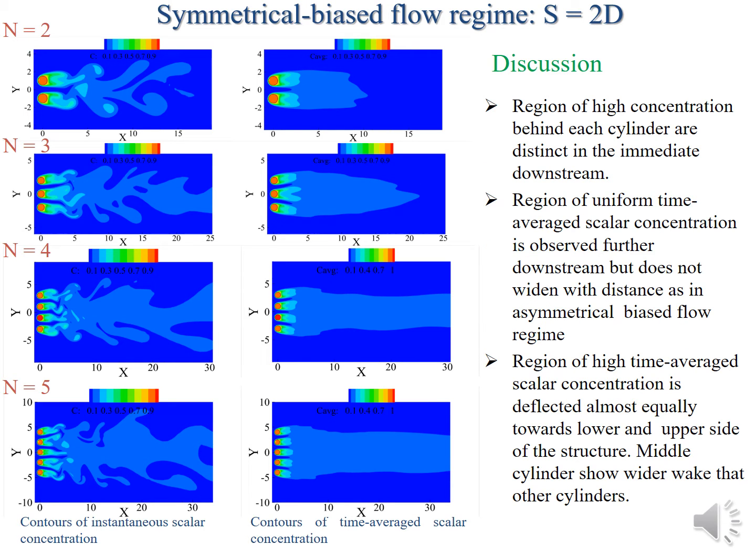So if we look at the symmetrical based flow regime at the gap ratio of 2, we find that the wake is no longer deflected toward one side, but is deflected towards both sides equally. If you look at this figure for both the instantaneous as well as the time average scalar concentration, you find that the middle cylinder has a wide wake, and both of them are deflected almost equally toward the lower and the upper side of the domain. This is called a symmetrical based flow regime because the wakes are deflected equally towards either side of the structure.